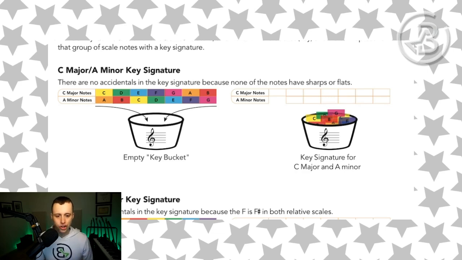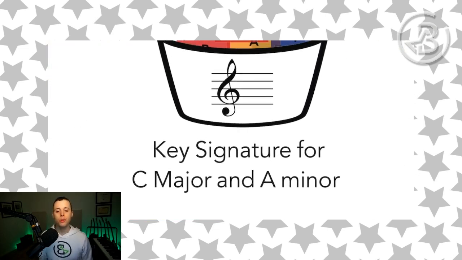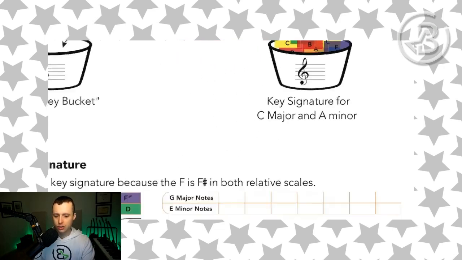So the key signature doesn't care what order the notes are in, it just cares what the notes are from the scale. So we can use this key signature right here, no sharps or no flats, to show the key signature for C major or A minor. Let's look at one more.